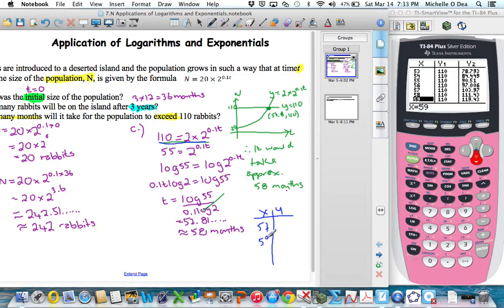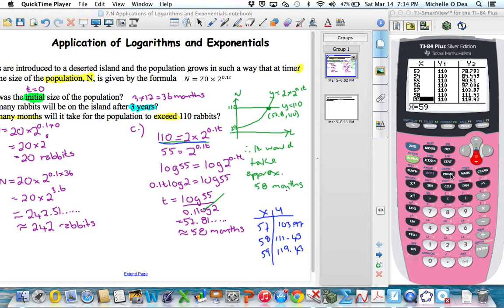57, 58, 59, and then at 57 there were 103. These numbers have been rounded, but that's okay. And then you've got 111.43, and then you've got 119.43. And then you would again answer the question. So you'd write a little finishing statement. Therefore, it would take approximately 58 months. So if you do use the table method, you must do the first line of working, must show part of the table, and then answer the question. Okay, hopefully that's some help, and we'll go on to another example in a moment.